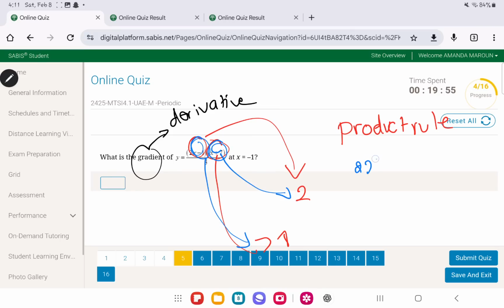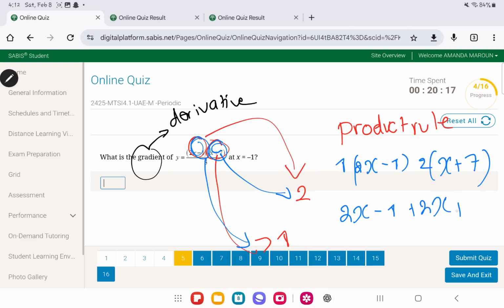So it becomes 2x minus 1, times 1, and then x plus 7 times 2. If you put it all together, it's gonna be 2x minus 1 plus 2x plus 14. I forgot the plus over here. Don't forget this. So basically what you're gonna do is multiply each one by the opposite derivative, and add the answers together, and you're gonna get 4x plus 13 over the denominator, which is 3.